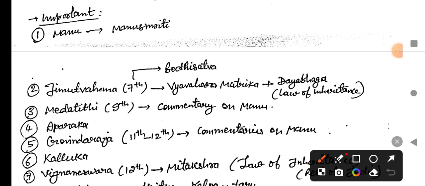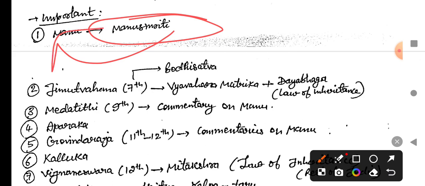As an individual. And we are discussing the important Dharma Shastras which were created during the Puranas period. Okay, and these are some Dharma Shastras which you definitely need to learn for the prelims point of view, and you can also use these Dharma Shastras in your answer writing. Okay, so it's Manu Smriti. The first Dharma Shastra was Manu Smriti, and it was written in the 1st century BC.